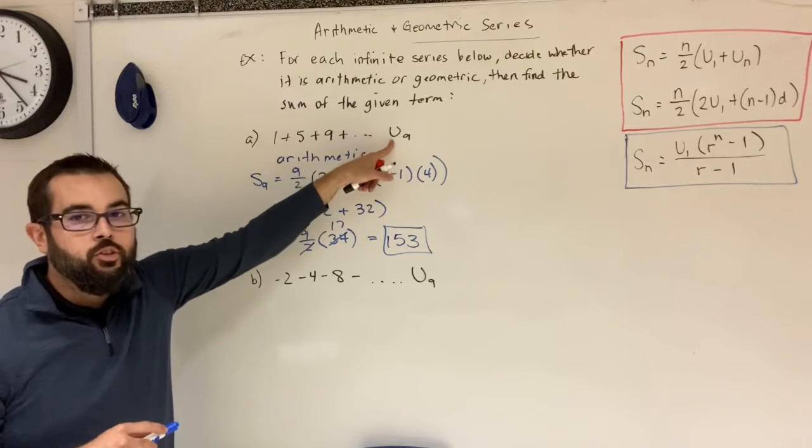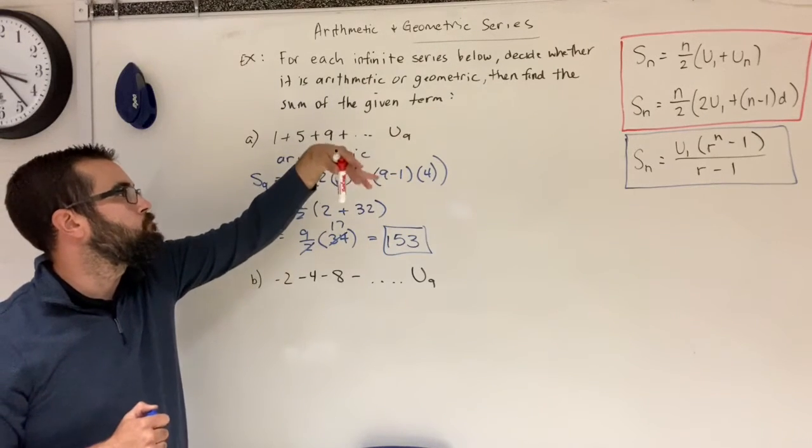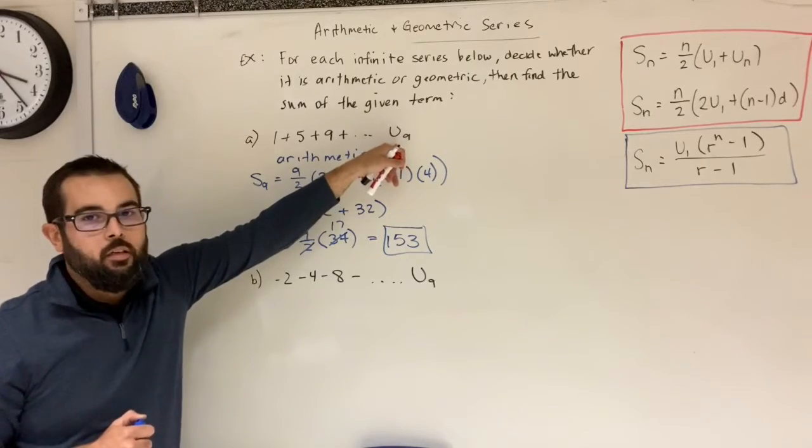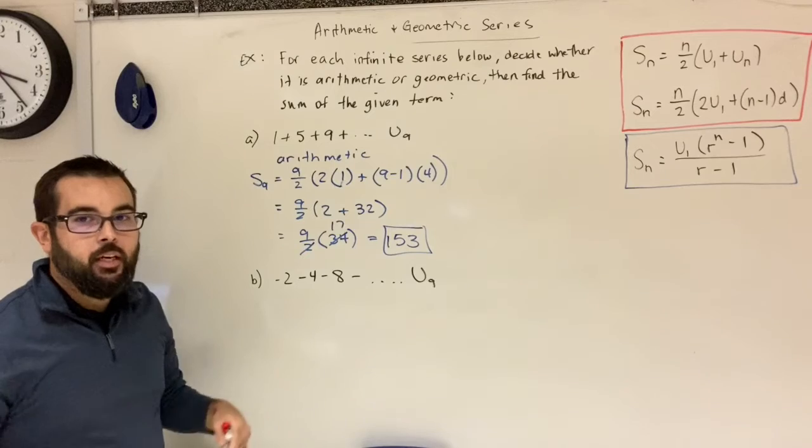What would change if I just said find to u sub 30? The only thing that would change is what I plugged in for n. Everything else would remain the same.